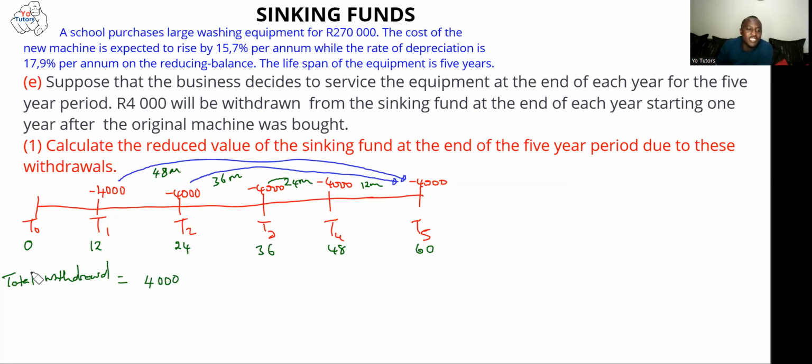It's going to appreciate. Remember, it's appreciating with A equals P times (1 plus i) to the power of n. How does it appreciate there? It's going to be 1 plus our i, which is our interest rate of appreciation, because remember it's appreciating here. It's expected to rise by 0.15. Okay.